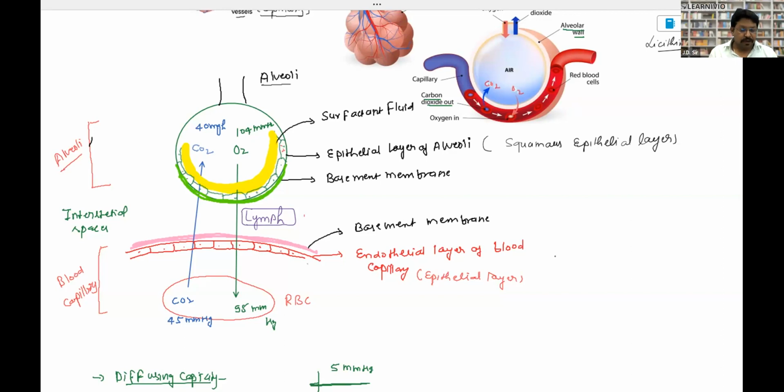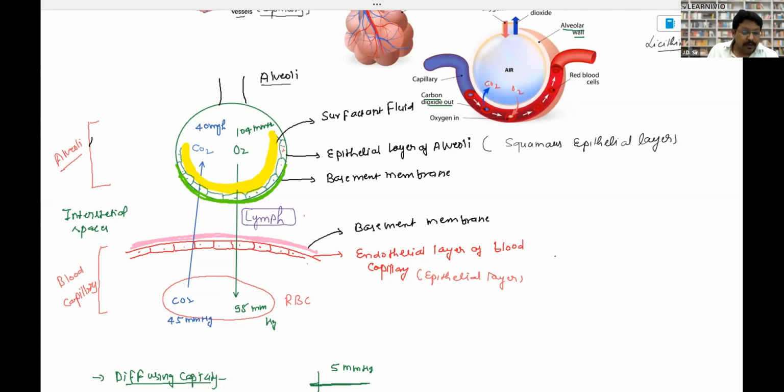We call that lymph. Lymph is a fluid. This is a yellow colored liquid. The exchange of material will always take place through lymph. Between the alveoli and blood capillary, there is an interstitial space. It is filled with the lymph, right?